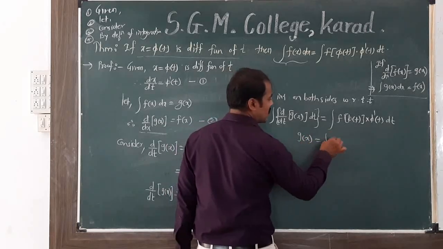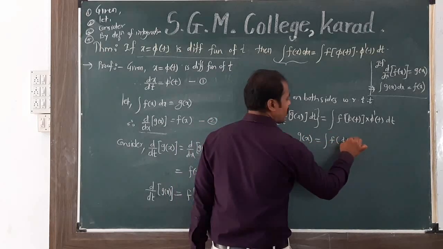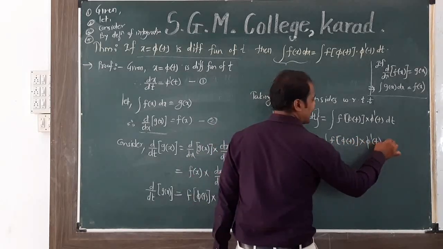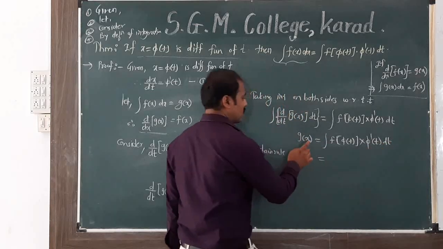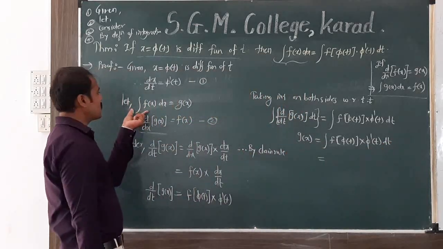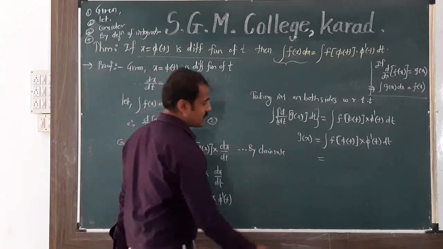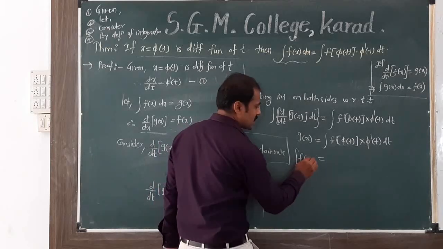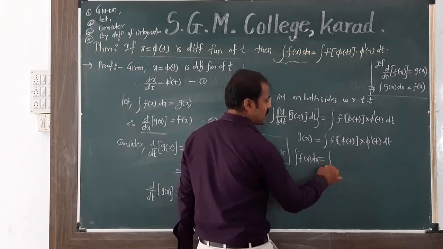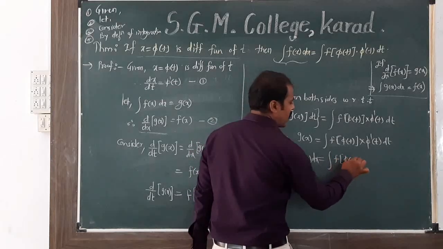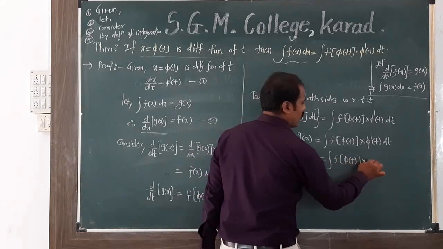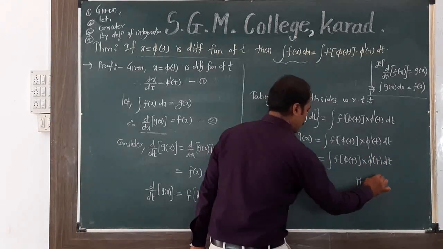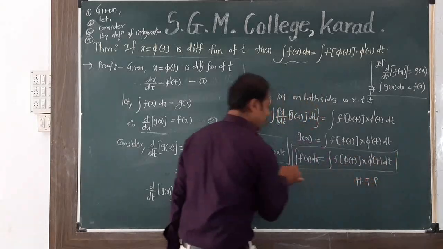G of x is equal to integration of f of phi of t into phi dash of t dt, which is equal to, but g of x is what? We assume g of x as integration of f of x dx, so integration of f of x dx is equal to integration of f of phi of t into phi dash of t dt. Hence the proof. Okay, proof of this theorem is over.